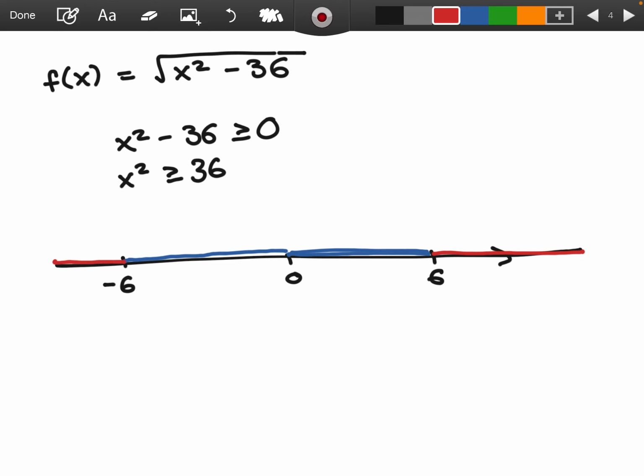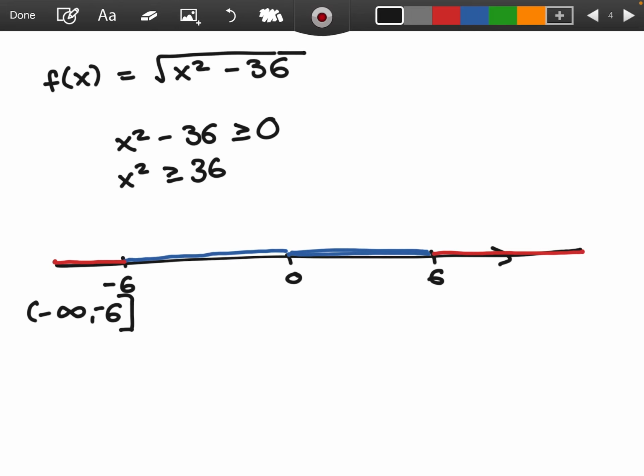Between negative 6 and all the way to negative infinity. What happens between those values? Again, take a value, say x is equal to negative 8. If I square negative 8, I get 64, which again is greater than 36. So I know that between negative infinity and up to negative 6, including negative 6, this inequality is satisfied.